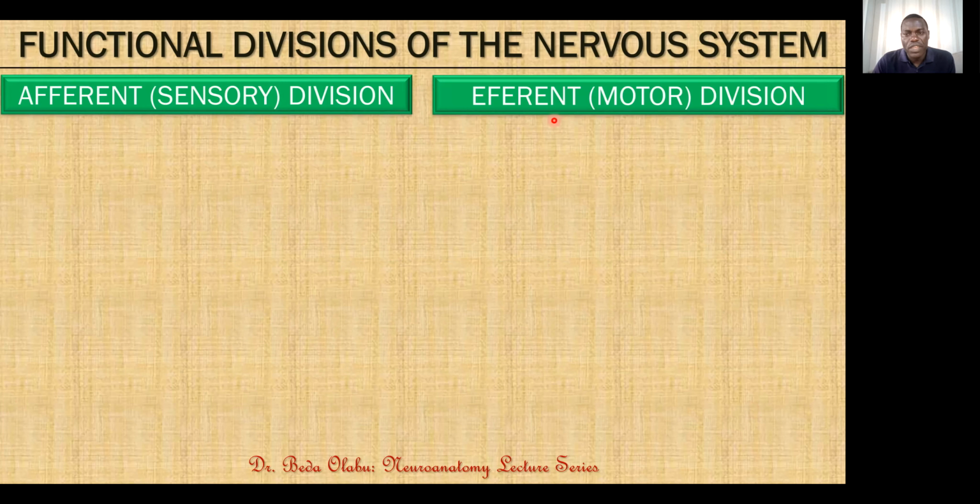Okay, let's talk about the efferent division of the nervous system. We've mentioned that we can divide it into the somatic nervous system and the autonomic nervous system. When you talk of the somatic nervous system, we are referring to the division of the nervous system that innervates skeletal muscles. So it is voluntary. When you talk of the autonomic nervous system, you are referring to the division of the nervous system that innervates smooth muscles, cardiac muscles, and glands. You can now mark that on your end. This division of the nervous system is involuntary.